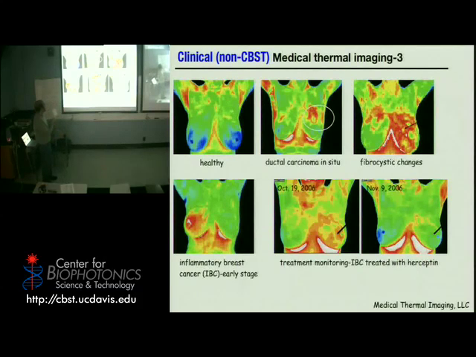And in this scenario, this is healthy, normal. And you can see this is a ductal carcinoma, a cancer here. This is fibrocystic changes. So you see that you get lack of symmetry. And that lack of symmetry, that change, shows you what's going on.